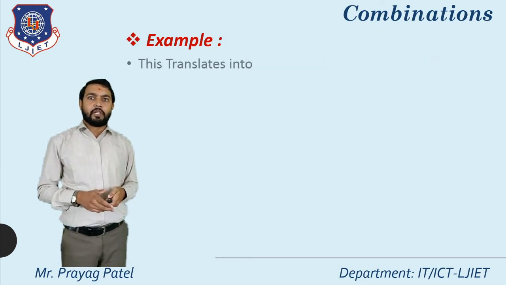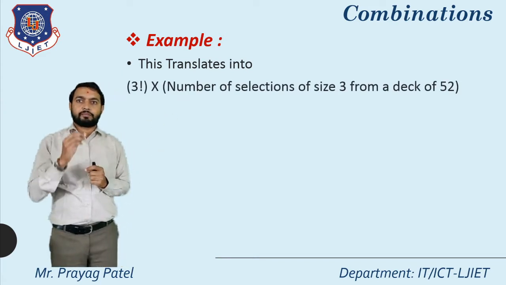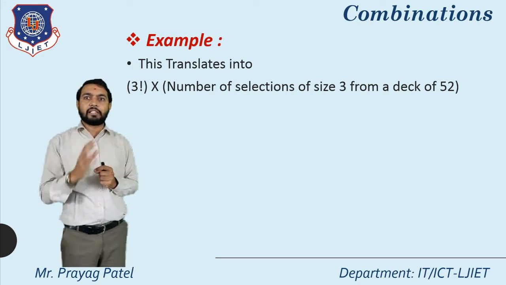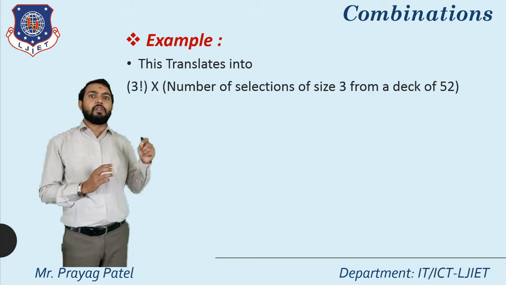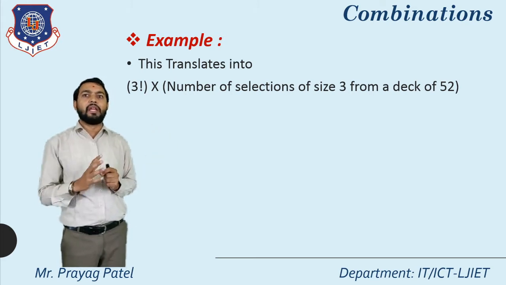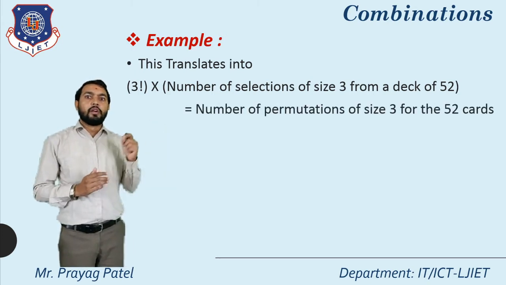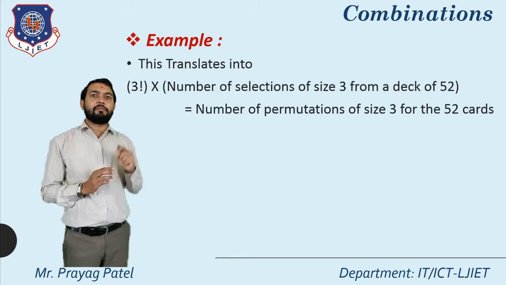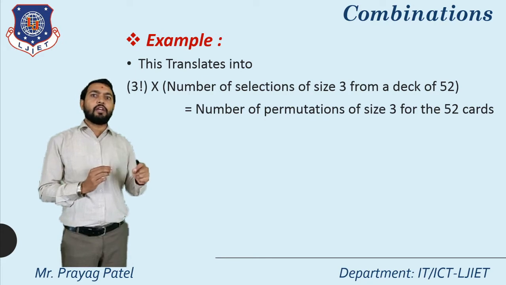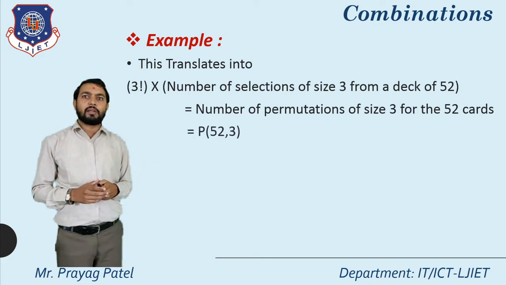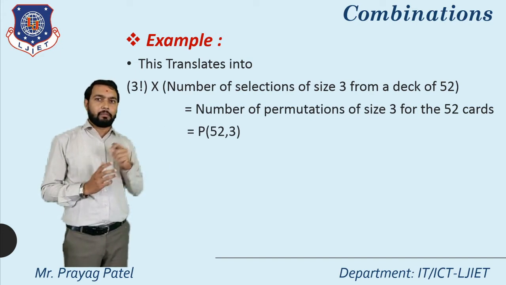Now after that, this equation is translated into this form: 3 factorial, because we select the 3 cards, so we write 3 factorial, multiplied by the number of selections of size 3 from a deck of 52. That means the combinations of 3 from the 52 cards equal the number of permutations of size 3 for the 52 cards. So permutation is equal to 3 factorial into the number of combinations. So here simply we can say the permutation equation is equal to P of 52 3.